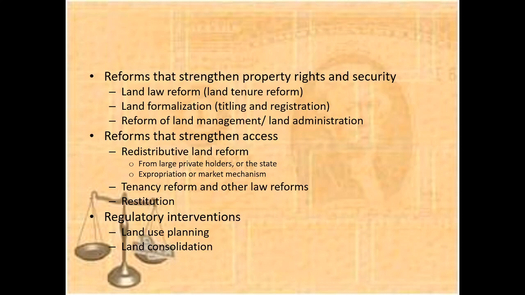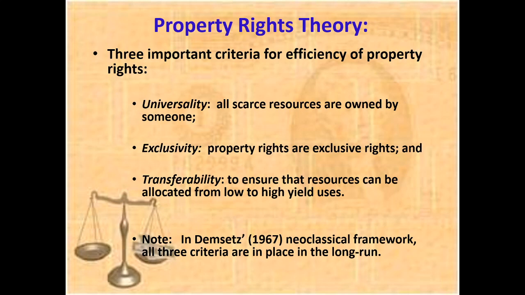So reforms that strengthen access: redistributive land reforms from large private holders to the state, expropriation, market mechanism, tenancy reforms, and other land reforms. Restitution, regulatory interventions, land use planning, land consolidation, etc. come under this. So these are actually the background of what an economic theory of property right basically deals with.